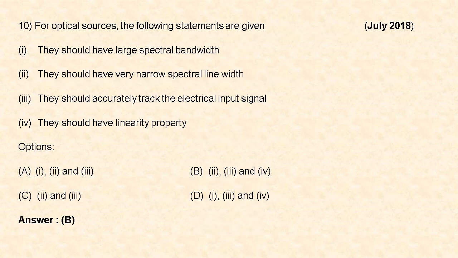Next question. This question was asked in July 2018. For optical sources, the following statements are given. First statement, they should have large spectral bandwidth. They should have very narrow spectral line width. They should have accurately tracked the electrical input signal. They should have linearity property. Which of the following options are correct? We know that optical sources should have very narrow spectral line width, and they should accurately track the input signal, and also they should have linearity property. Hence option B is correct.